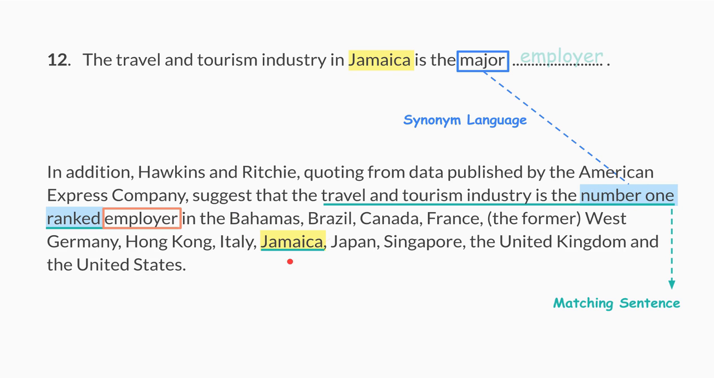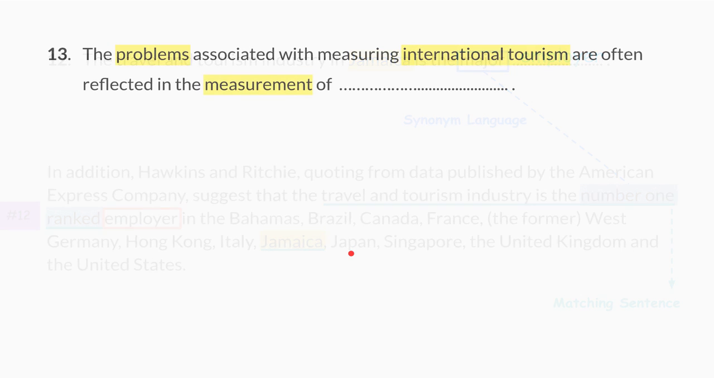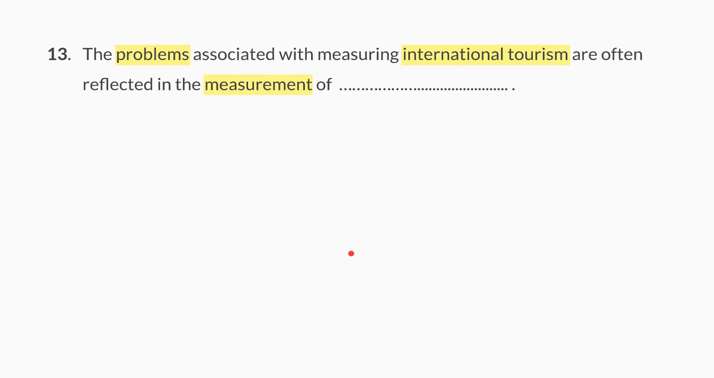So that's our answer. We're going to fill in our answer right there in our answer sheet, and then we're going to put a number next to the place where we found our answer to question number 12. This way, we know exactly where we found our answer to question number 12. Let's go ahead and take a look at our final question.